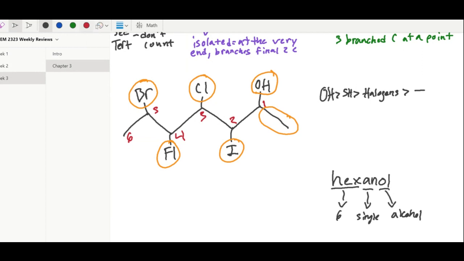So looking at our substituents, we have 2 dash. So iodine is going to be iodo. Fluorine is going to be fluoro. So 4 dash.